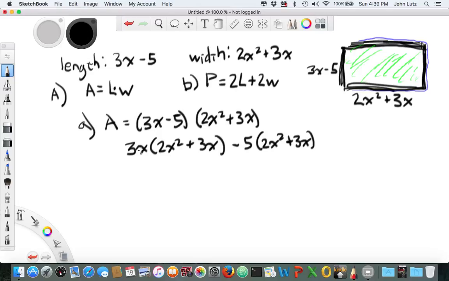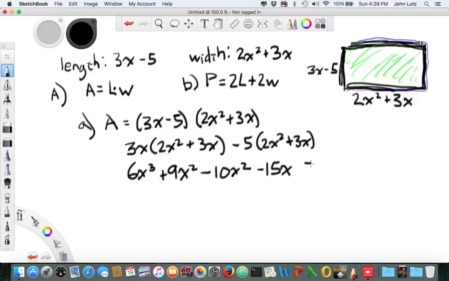Remember, we kind of did that about 5 minutes ago? All right, so 3x times 2x squared is going to be 6x cubed. 3x times 3x is plus 9x squared, because x times x is x squared. I almost messed up there. Minus 10x squared minus 15x. And then, of course, we combine these like terms.